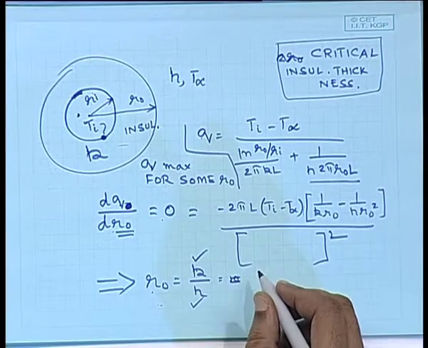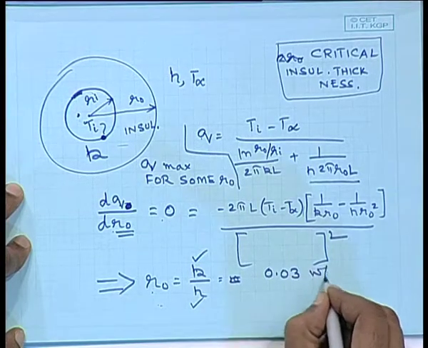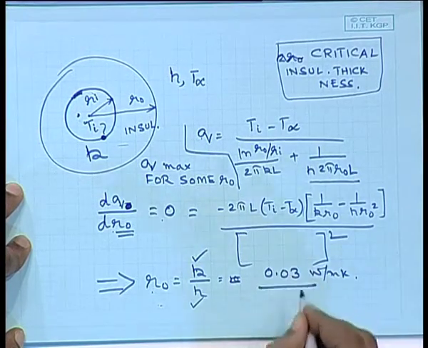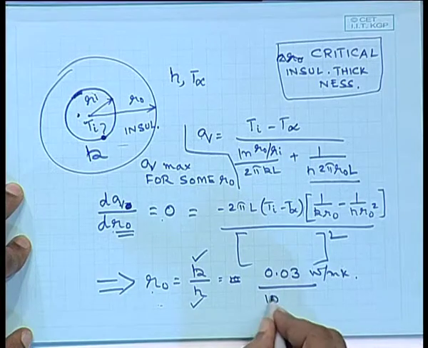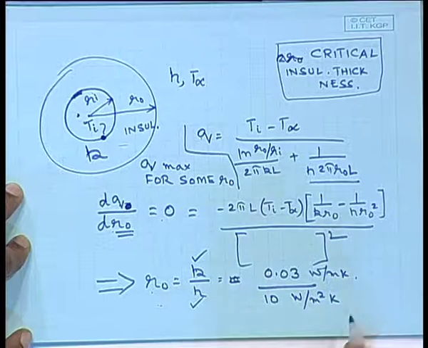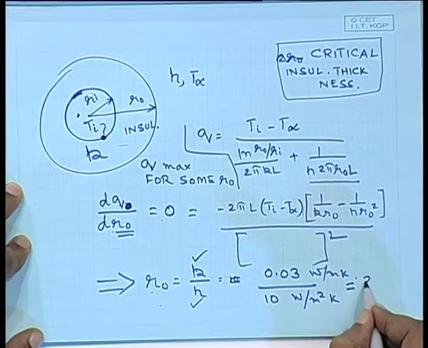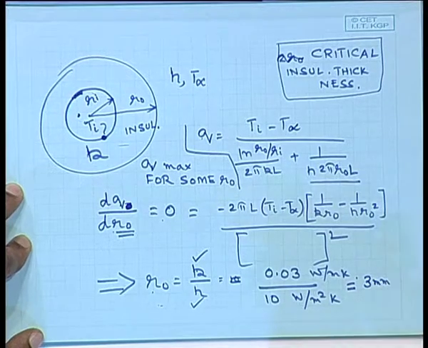Now, just to give you an idea of what this value would be. This K for insulating material is generally of the order of 0.03 watt per meter Kelvin, and H is roughly of the order of 10 watt per meter square Kelvin. So, that simply tells you that this R0 is going to be of the order of 3 millimeter only.